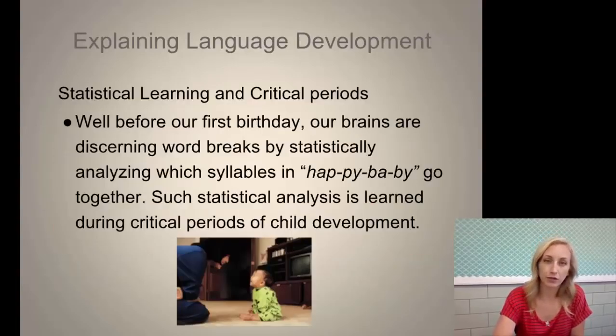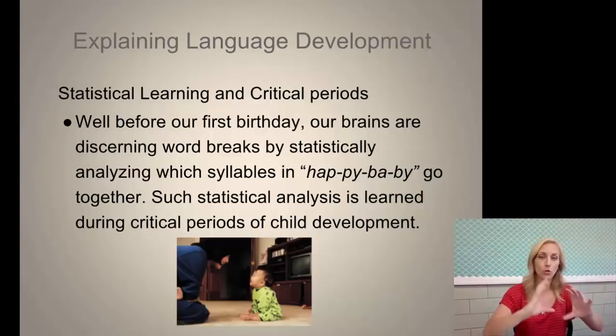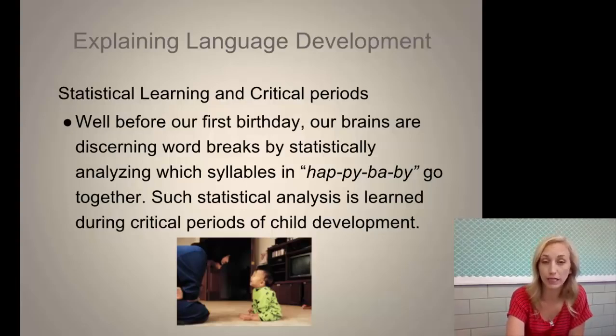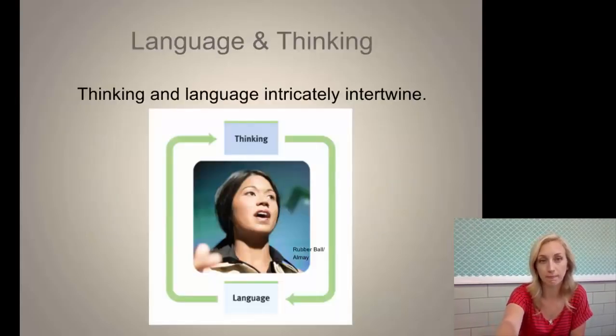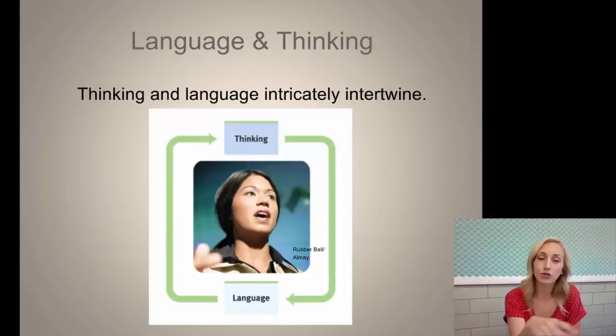So, statistical learning in critical periods: well before our first birthday, our brains are discerning word breaks by statistically analyzing which syllables in "happy baby" go together, and we start noticing the breaks and therefore grouping sounds into words. Such statistical analysis is learned during critical periods of child development, and that critical period says that if we wait until after that time to learn any language, it's going to be almost impossible for us to learn language at all.